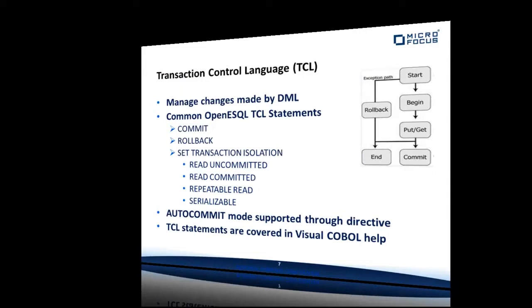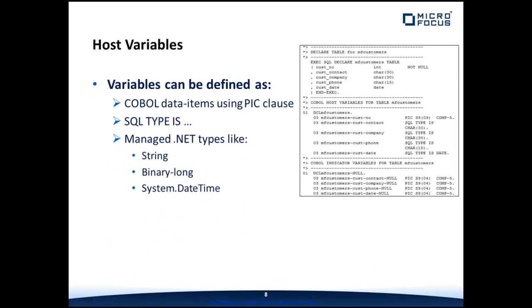One more topic to cover before we jump to our demonstration is host variables. Host variables are used to pass data between your application and the database. Normally, each individual column in a table would have a host variable defined for it, as tables are accessed at the column level and not at the record level like COBOL data files. OpenESQL allows you to define host variables using standard COBOL data types using a picture clause or by using the special SQL type is clause.